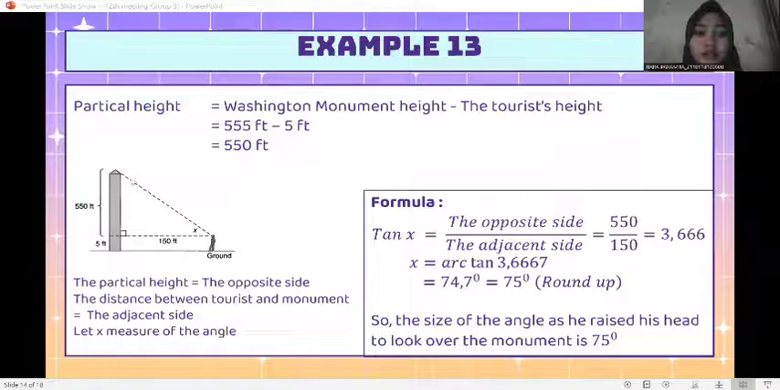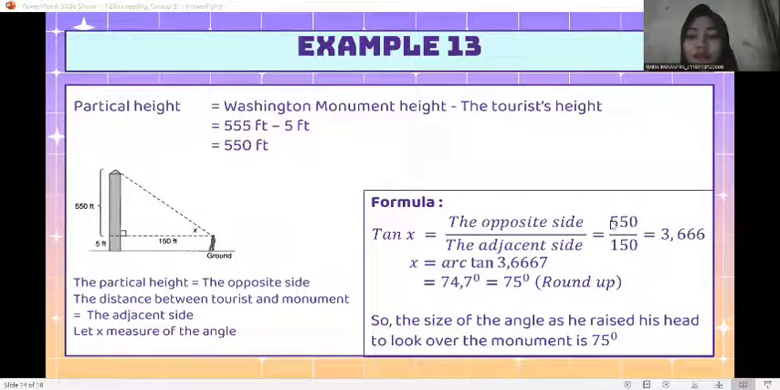We can draw an illustration from the information in the problem. In the picture here, the height equals the opposite side, 550 feet. The distance between the tourist and the monument equals the adjacent side, 150 feet. Let x be the measure of the angle. So the formula is tangent x equals the opposite side divided by the adjacent side. The opposite side is 550 feet and the adjacent side is 150.